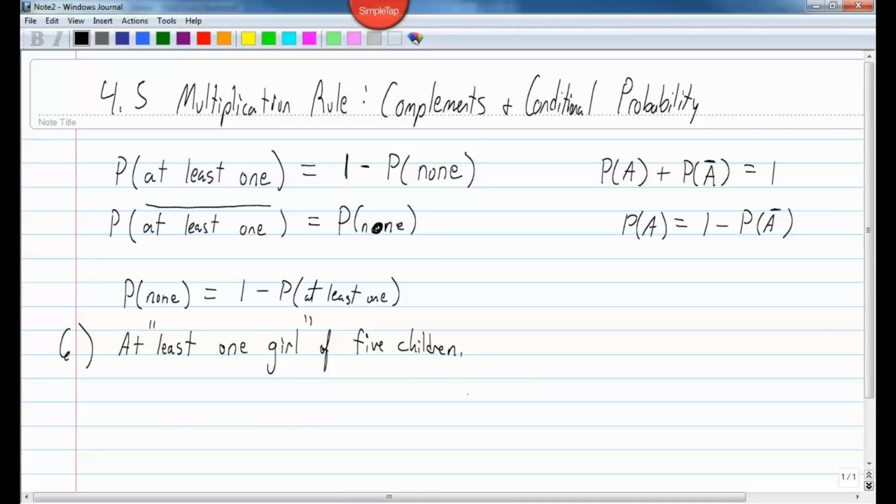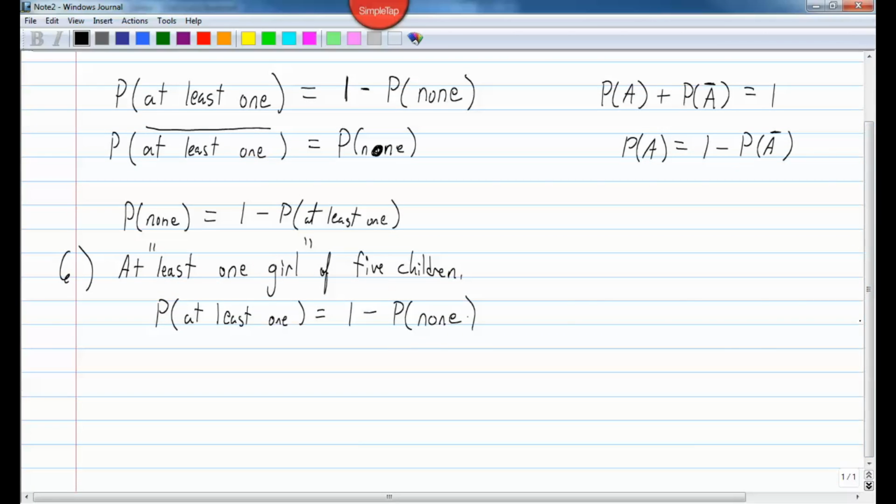Okay, so we can find the probability of at least one girl by saying the probability of at least one equals 1 minus the probability of none. All right. So we have to figure out a way to calculate the probability of none.